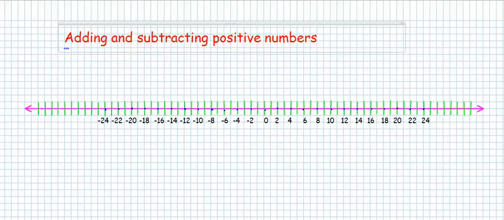Now, when we're adding and subtracting positive numbers, it really, at first, is kind of confusing. So what we're going to do is look at a number line. And when you add or subtract a positive number, you start with the first number on the number line. If the first number is -5, you would start here. First number is 10, you would start here. We start with the first number.